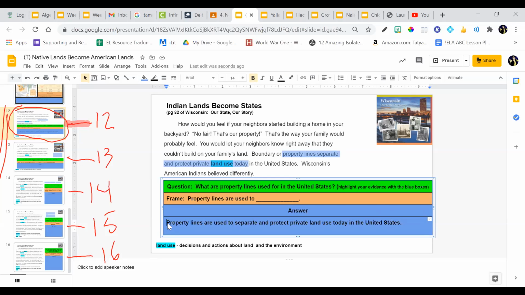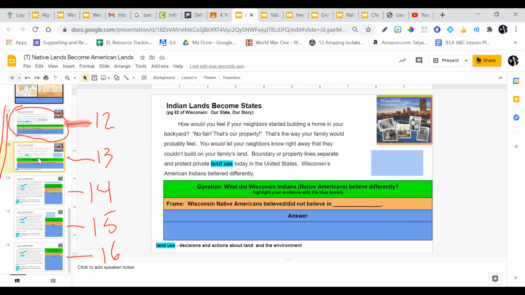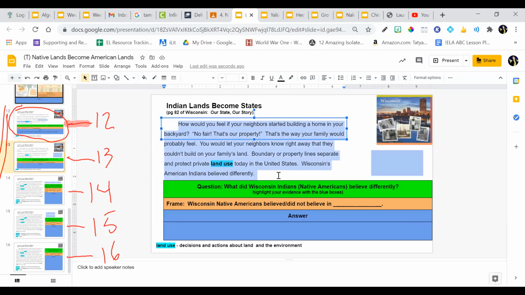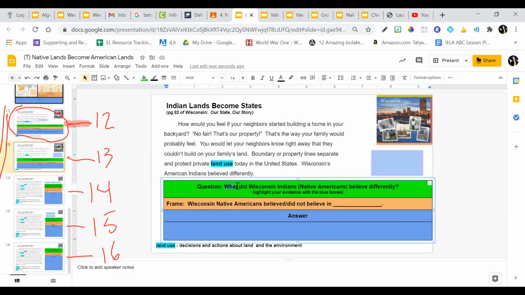Okay. Any questions about number one, how we just did that one for slide 12? Nope. Okay, let's go on to slide 13. Again, pay attention to my screen because I want to make sure we can do this. We'll do this one kind of together. Notice the reading is the same reading. We're not on a new page yet. This is the same page for slide 13. The question changed though. It says, what did Wisconsin Indians or Native Americans believe differently?